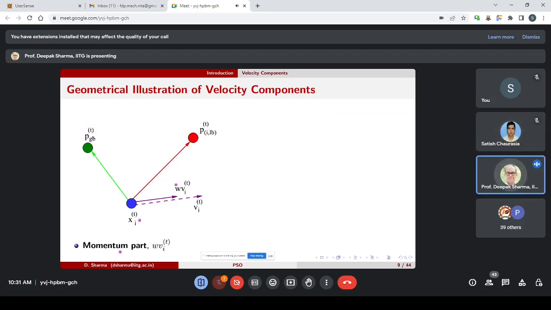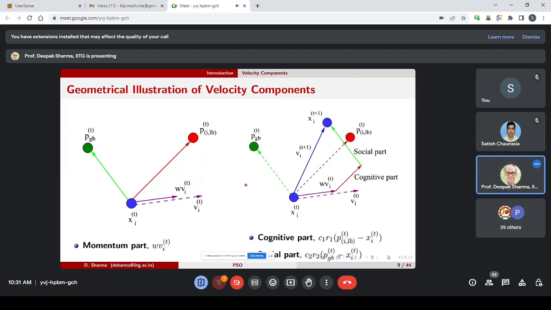Now, since we have multiplied omega with this, this is the final direction for the momentum part. If we do the three-vector addition, you can see that we have this purple color, which is the momentum part. Then we add this red vector, which is the cognitive part. And then finally, we add this green vector, which is the social part. And the position x_i^t is updated to x_i^(t+1).